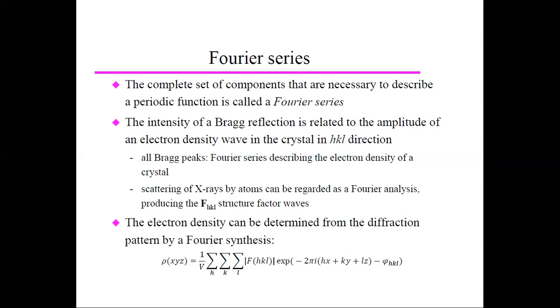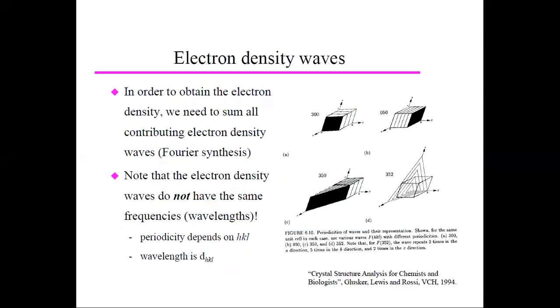This is the equation of the Fourier series, in which another topic is the Fourier wave, called the electron density wave. In order to obtain the electron density, we need to sum all the contributing electron density waves, which is called Fourier synthesis. The electron density waves do not have the same frequency; it depends periodically on the HKL wavelength in terms of distance. This is the periodic wave representation. The difference would be at Miller index HKL with different periodicity.